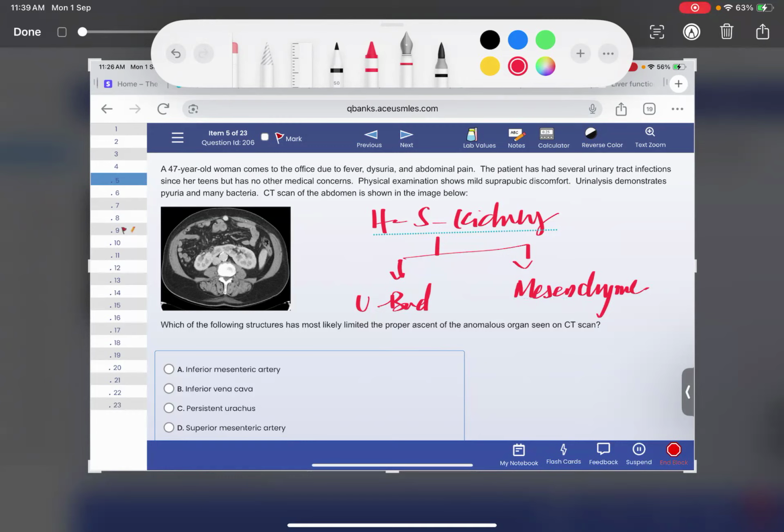Which one is responsible for horseshoe kidney? I don't think it's either of them, because the kidneys are formed, but they're fused from the poles. So who is responsible for fusing of the kidney?